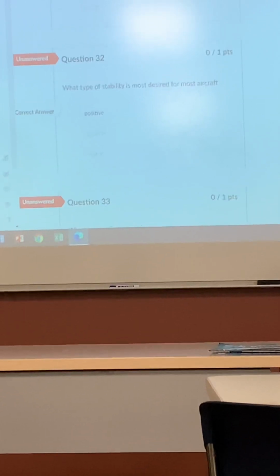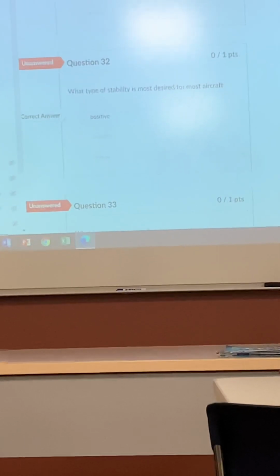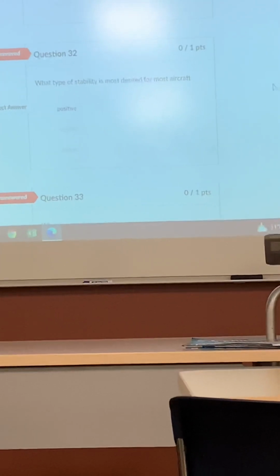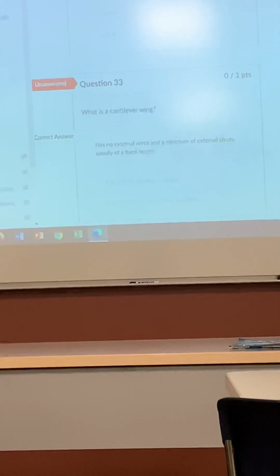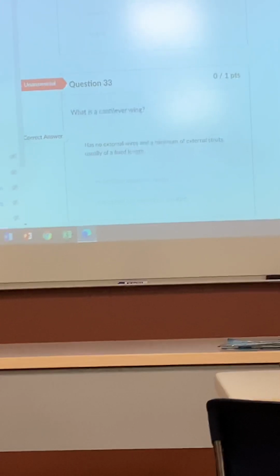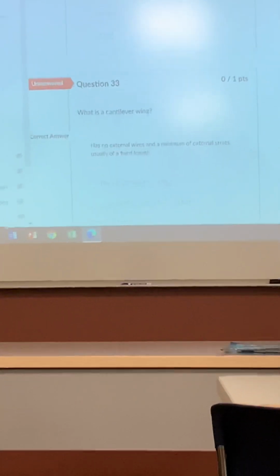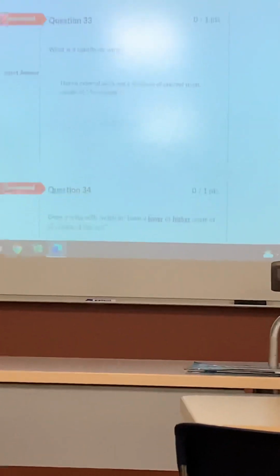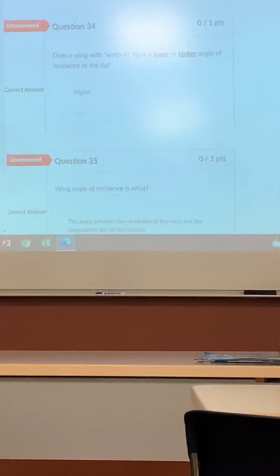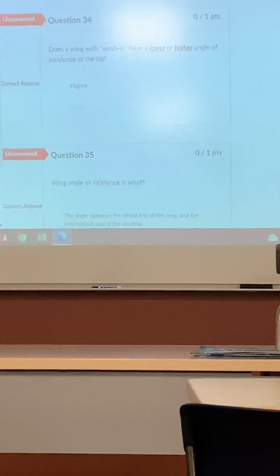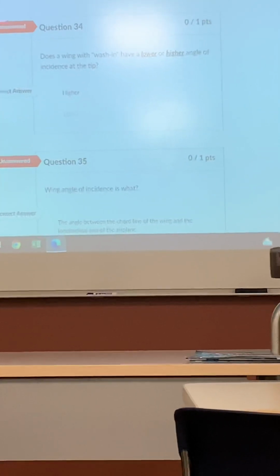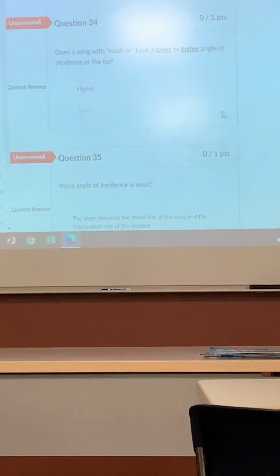What type of stability is most desired for most aircraft? Positive. What is a cantilever wing? It has no external wires and a minimum of external struts, usually of a fixed length. Does a wing with wash-in have a lower or higher angle of incidence at the tip? Higher.